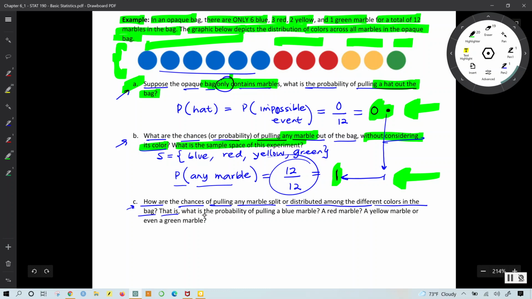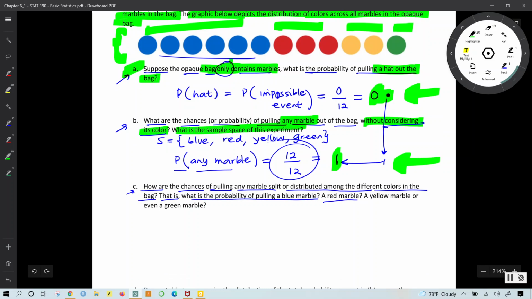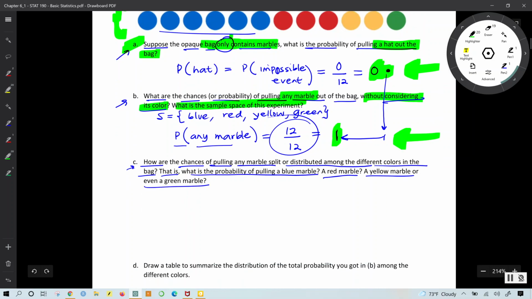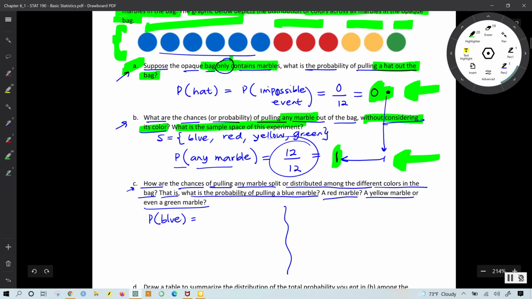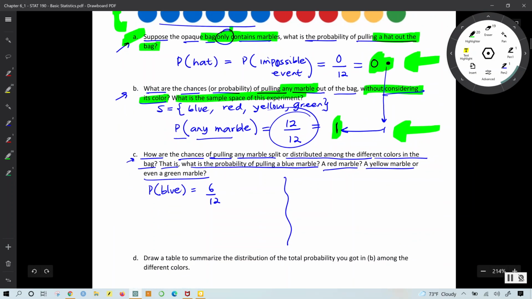In other words, what is the probability of pulling a blue marble, or maybe a red marble, or a yellow marble, or even a green marble at that? Let's see. Probability of pulling a blue, taking it back to the visual here, this means I stand a 6 out of 12 chance, same as 1 over 2. For now, I'm just going to leave it as 6 over 12.